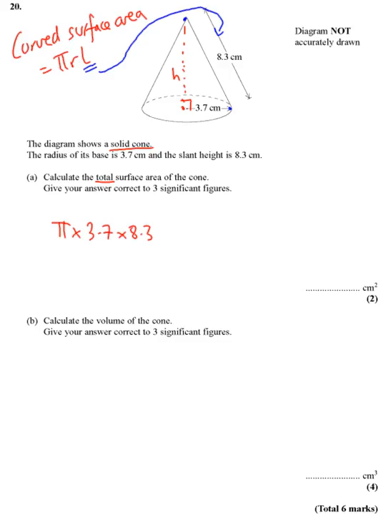This one does have a base, it's a circle, so we need to do the curved surface area plus the base. We wouldn't add on the area of the base if it was a hollow cone because that wouldn't contribute to the surface area. The base obviously is going to be pi r squared, so it's pi times 3.7 squared, and if you add those up you get whatever the right answer is. So I'm not going to work it out now.